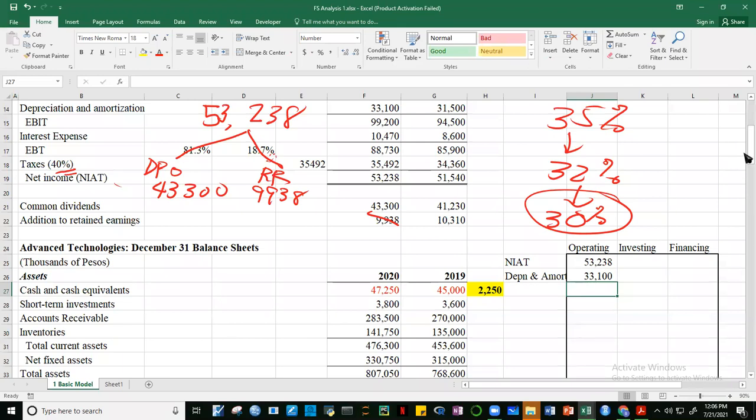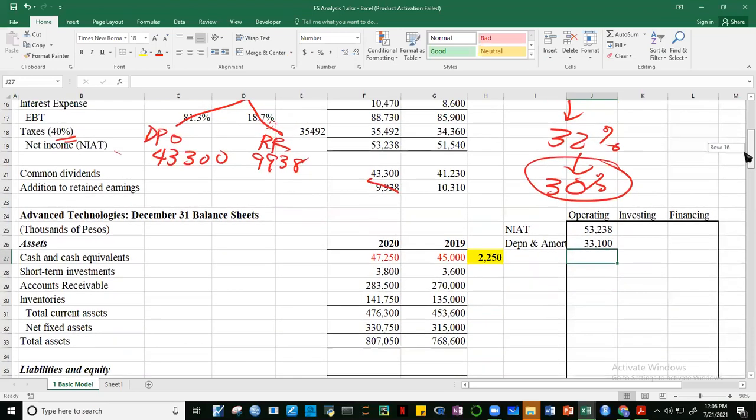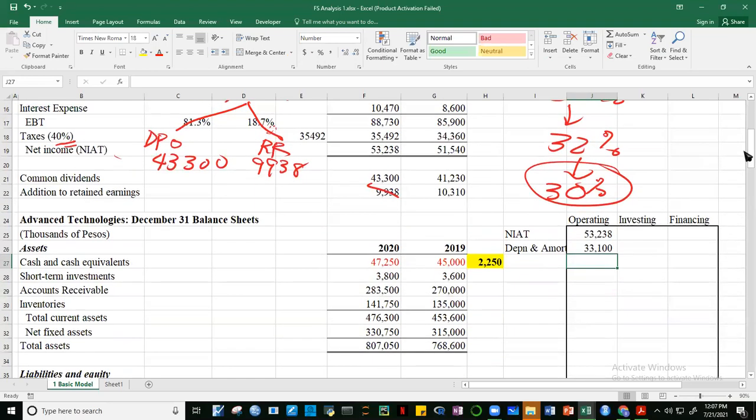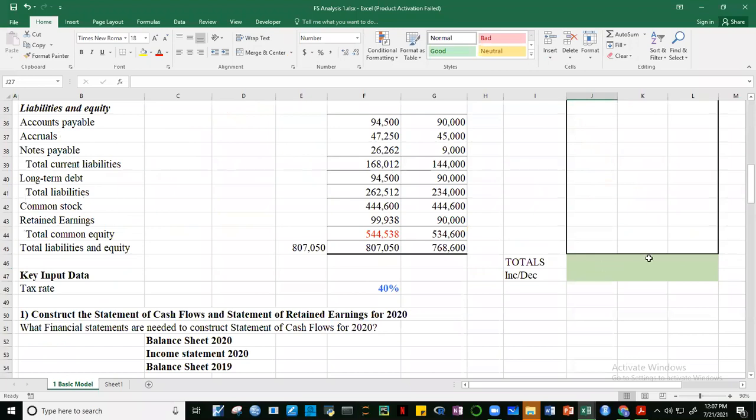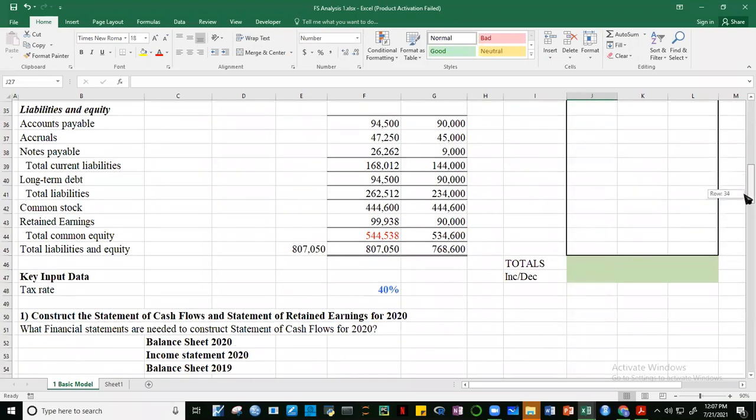Okay, any questions so far? Any questions? Paki-chat na lang, please. Should I proceed? Okay, good. Target natin, guys, sana by the end of the period, ma-add na natin yung totals. Okay, so let's move on, guys.